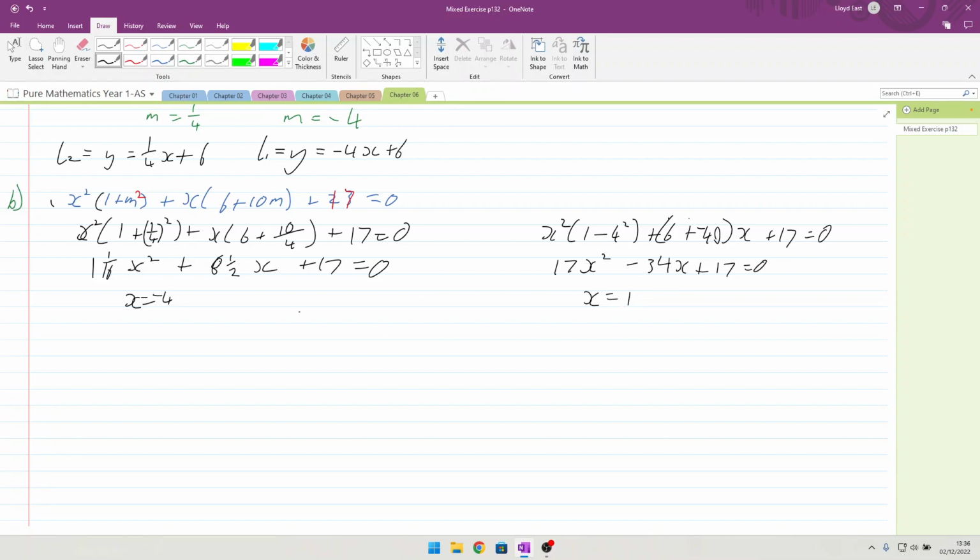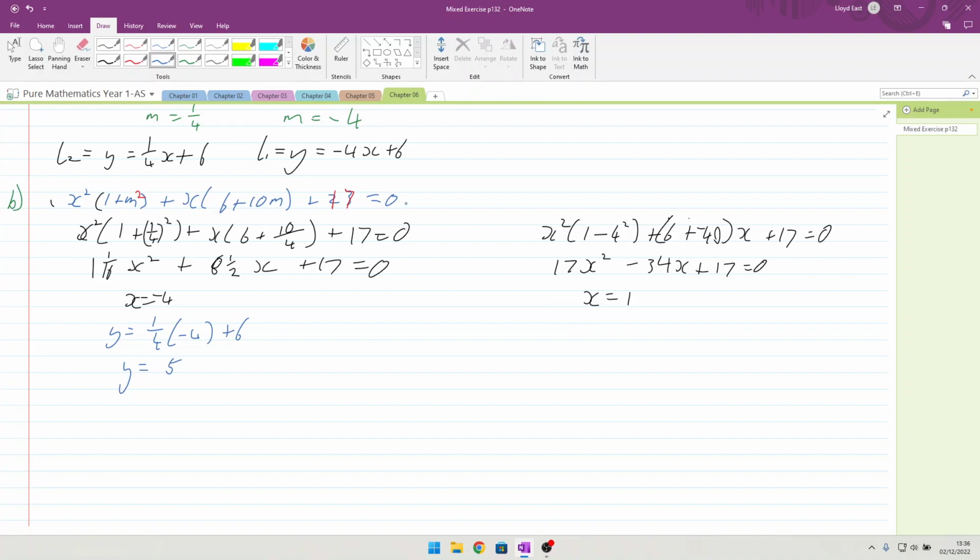Okay, so now that we've got the two solutions for x, we can substitute them in to find the y's, and we can use the straight line equations to do that, just to make it easier for us. So y equals a quarter times minus 4 plus 6. That becomes minus 1, which means y equals 5.